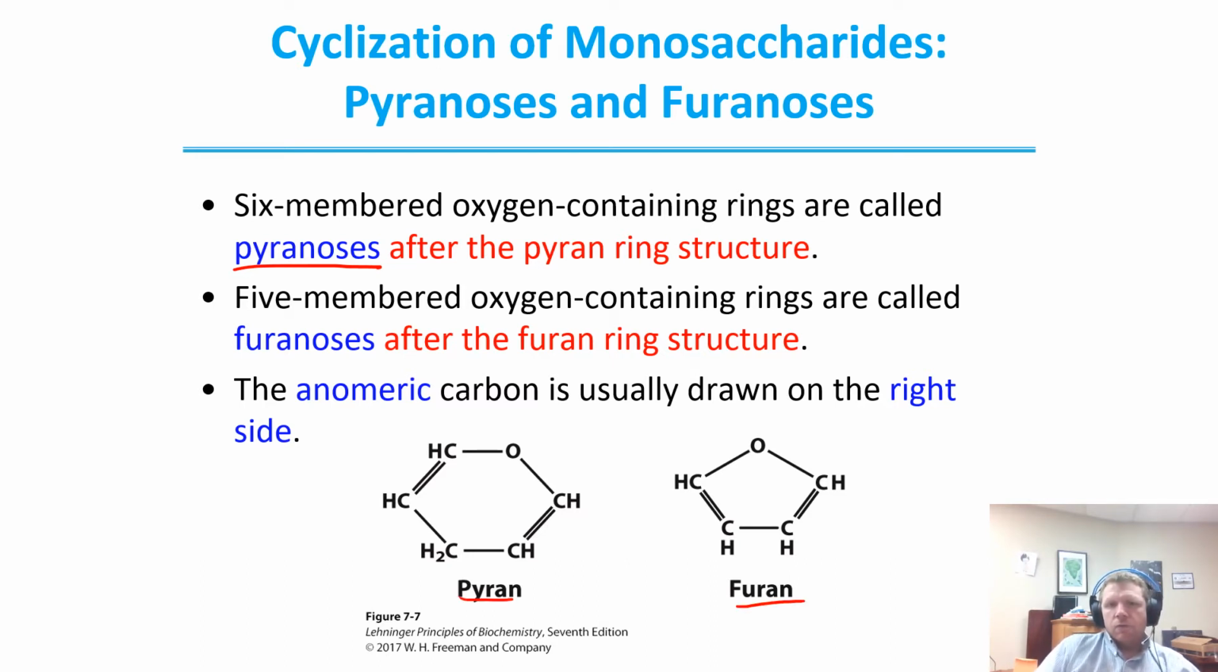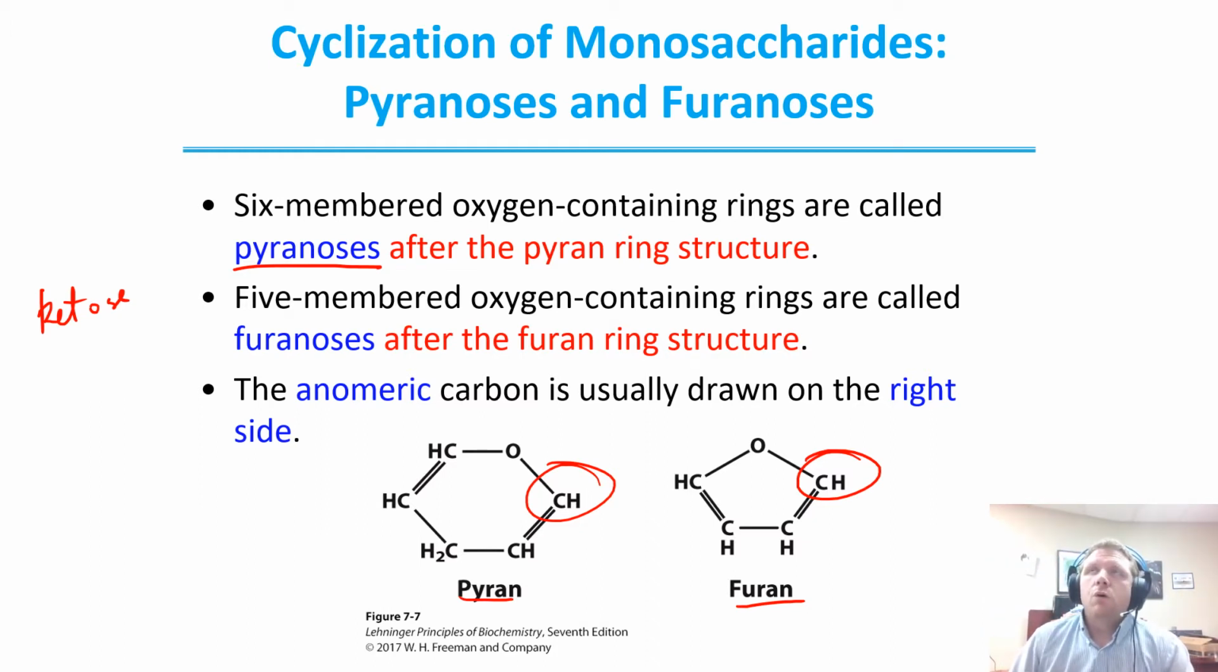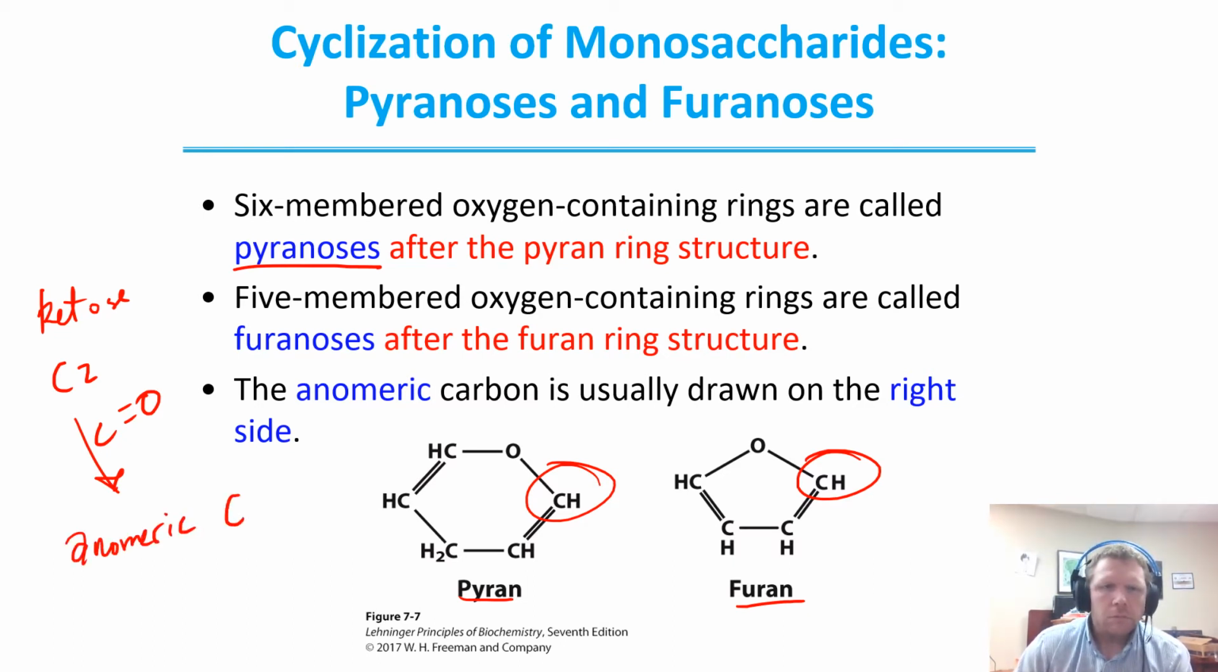So pyran and furan. The anomeric carbon is usually drawn on the right-hand side, so generally that ends up being your carbon number 1, or in the case of a ketose, again, we're thinking about this as a new chiral center. Well, when you cyclize a ketose, keep in mind, carbon 2 is the one that contains your carbonyl carbon. That goes from not being a chiral center to being a chiral center. So the anomeric carbon is C2 for a ketose.